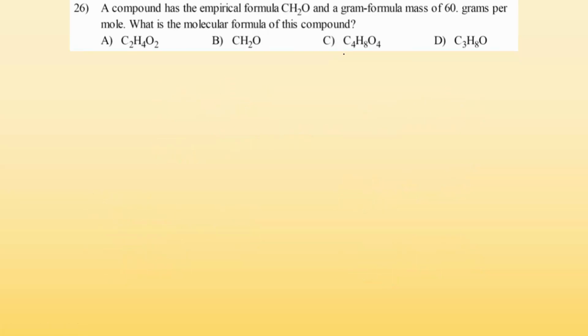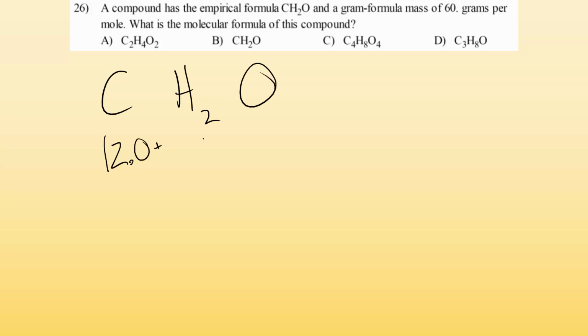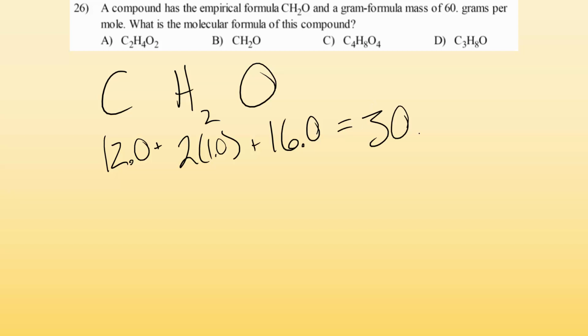All right, last but not least, a compound has the empirical formula CH2O and a gram formula mass of 60 grams per mole. What is the molecular formula of the compound? Again, so I go CH2O. I know each carbon is 12.0. Plus, I got 2 hydrogens at 1.0, and I have this one oxygen, which is 16.0. So the mass of each CH2O is 30.0 grams per mole.